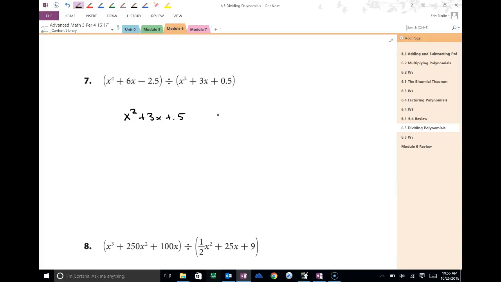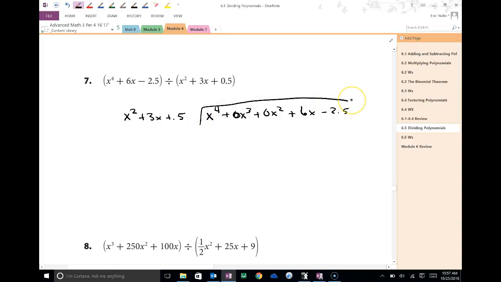Oh, true, 3 and 3. I cannot disagree with that. But remember the last problem that we just did and how there was that big hiccup? And we had to erase. Yeah, so there's missing terms. Which terms are missing? Yeah, so we're going to write x to the 4th plus 0x cubed, plus 0x squared. Now I have my 6x minus 2.5 goes under the house.